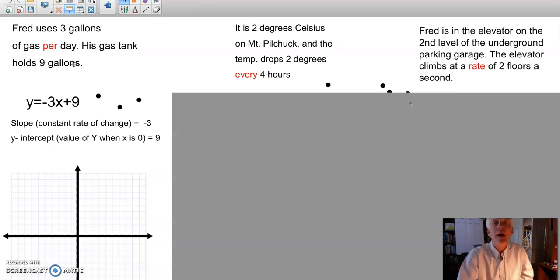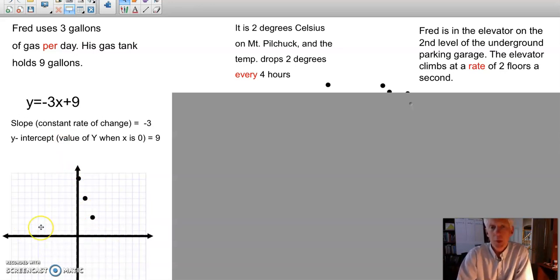So now we can graph it, and we start from the y-intercept. When x is 0, we have 9 gallons in the gas tank, and every day he loses 3 gallons. So I go over 1 day, I go down 3. I go to the second day, and I go down 3, and so on and so on. So there is your line. I can't actually get negative, but that is how that graph will work.